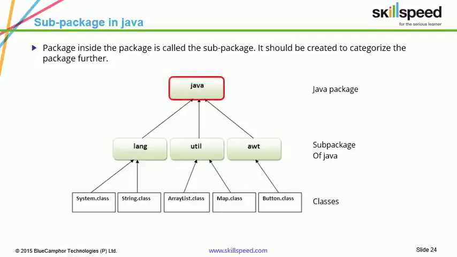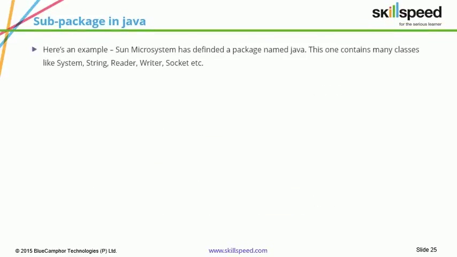If you look at the Java main packages and subpackages, where java is the main Java package, under which we have the subpackages called lang, util, and awt. Under these we have the classes System.class and String.class from the lang subpackage, ArrayList.class and Map.class under the util package, and Button.class under the awt subpackage.